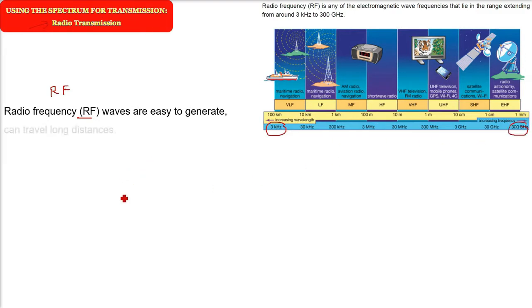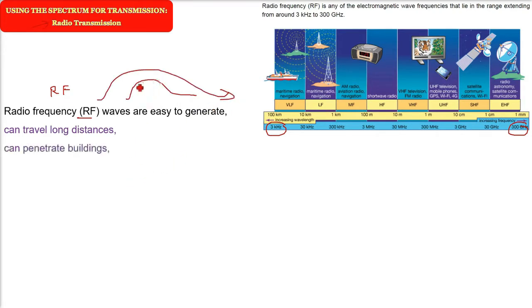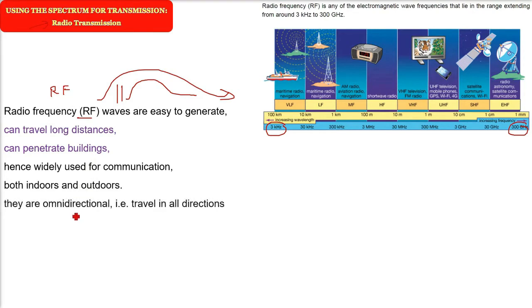That is, the radio frequency is any of the electromagnetic wave frequencies that lie in the range extending from 3 kilohertz to 300 gigahertz. So these waves can even jump the mountains. They can travel long distances. If you have some building, they can even penetrate the buildings. This RF mode, radio frequency, is used widely for communication, information exchange purposes. It can be inside your home, it can be outside.